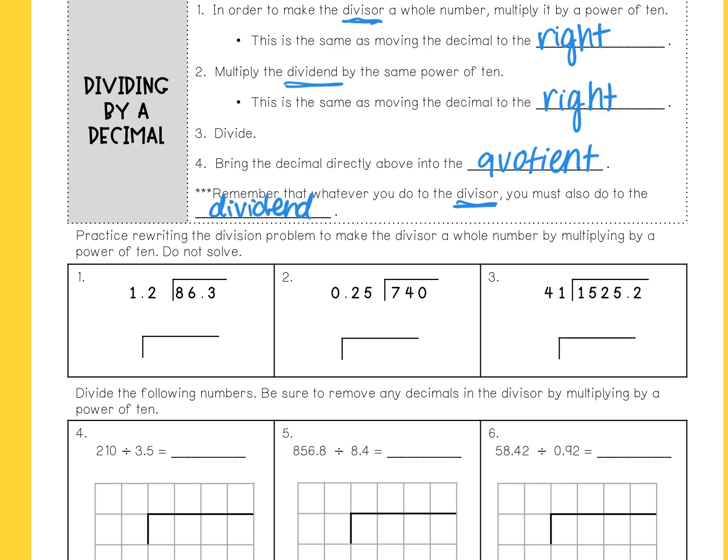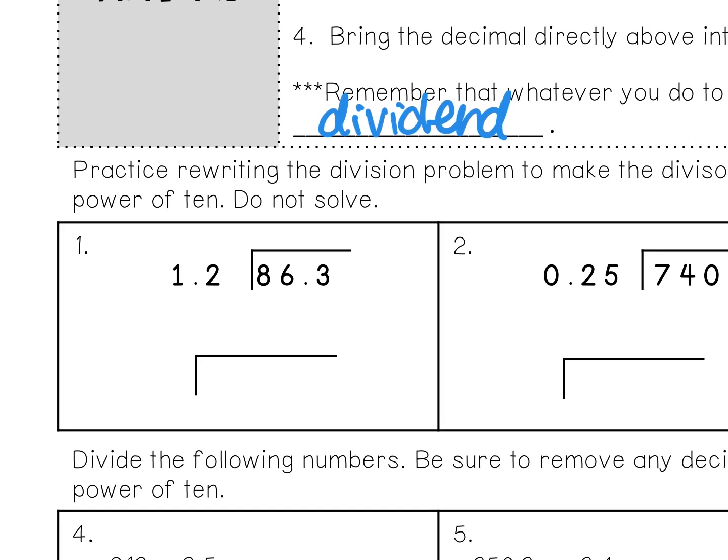So if we're looking at number 1, 1.2 is my divisor, okay? That's the number that's outside of my division box. I'm going to multiply it by a power of 10 in order to make it a whole number. So that means I'm just going to move my decimal over one time, okay? Making this now 12.